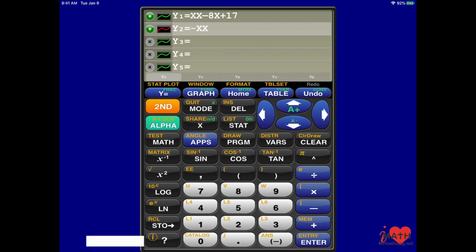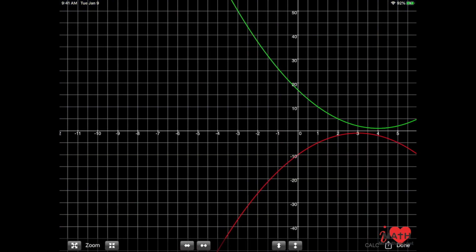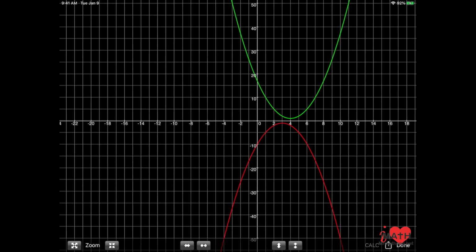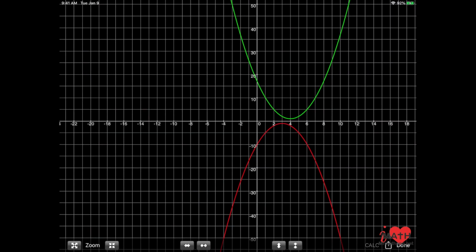Negative x squared plus 6x minus 10. And then I'm going to press graph. Okay, so here are our graphs. You notice that there's no intersection, so there is no solution for this quadratic system.